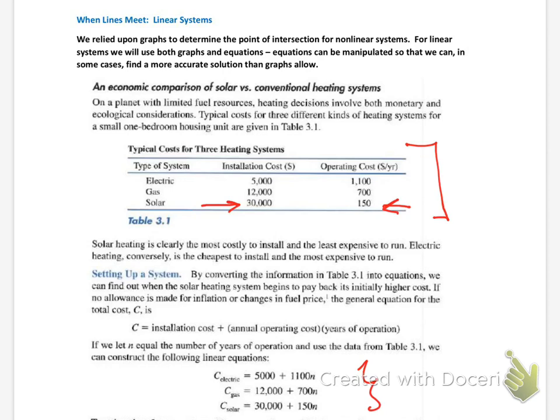So the installation cost is a fixed cost. It's also our y-intercept. The slope is the operating cost. So that's the cost that you incur every year. You only incur the installation cost one time, so it's not a yearly event. So as years go on, the installation cost is a smaller percentage. So you're going to have break-even points. So let's look at this on the next page.